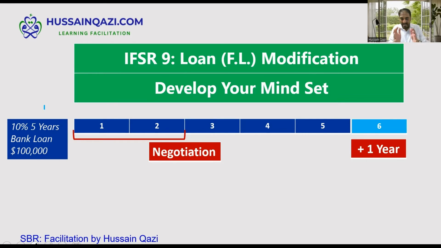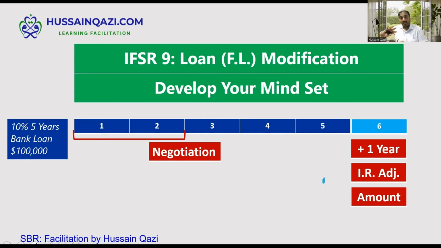So originally, at the end of year 2, the remaining time period was 3 years. But now, the revised time period becomes 6 years. So the terms in terms of duration have now changed. The change of terms may be the interest rate, maybe an adjustment of the interest rate. Increase or decrease in the interest rate depends on negotiation. Maybe the amount also becomes changed.